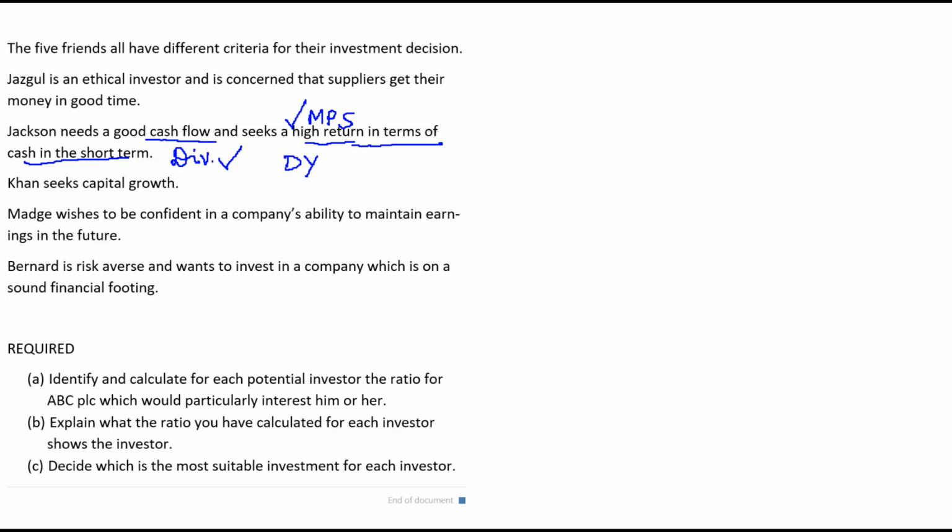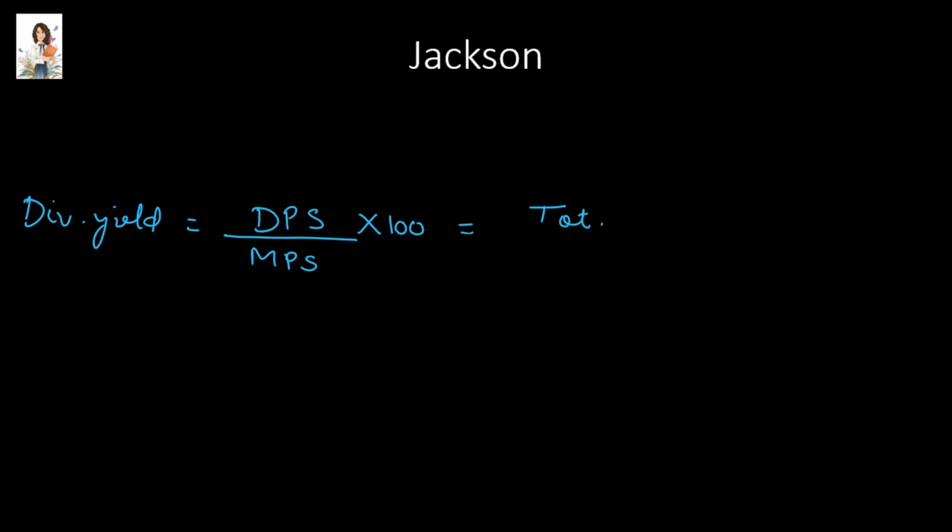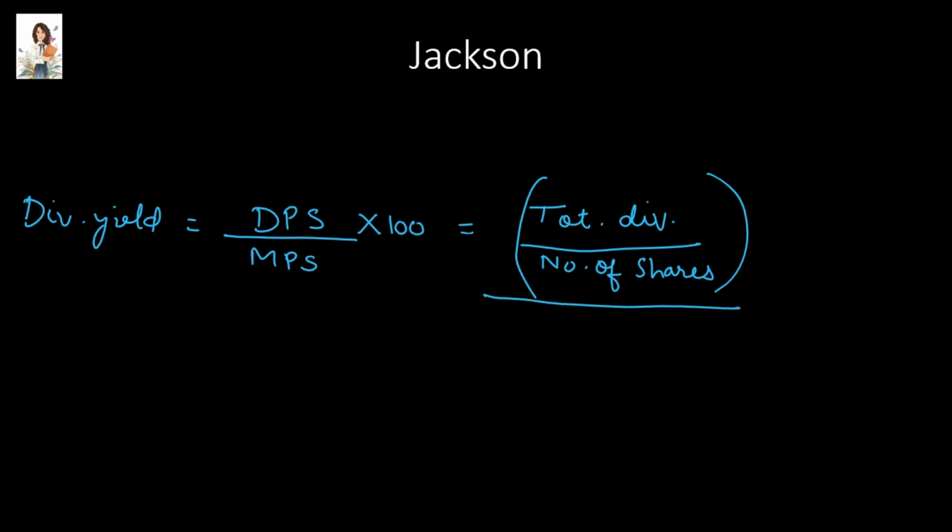Let us compute this for ABC PLC. Dividend yield ratio is equal to dividend per share upon market price per share into 100. Dividend per share is nothing but total dividend upon number of shares. This takes care of the numerator, and the denominator is the market price per share. We multiply this by 100.